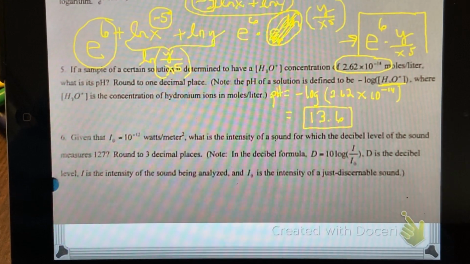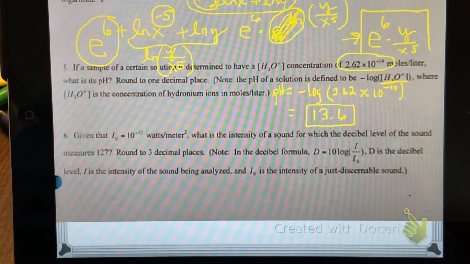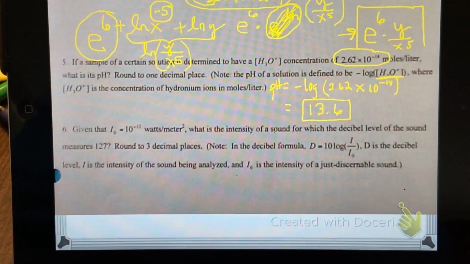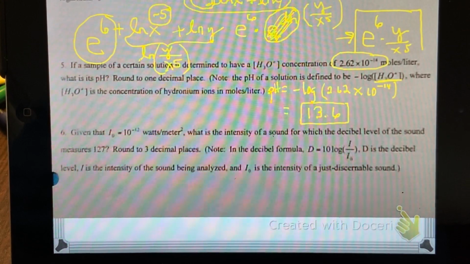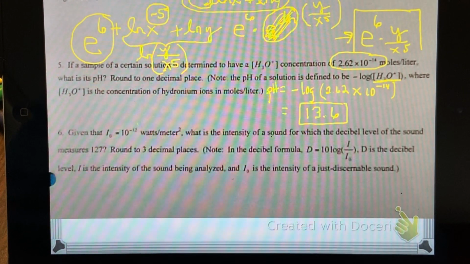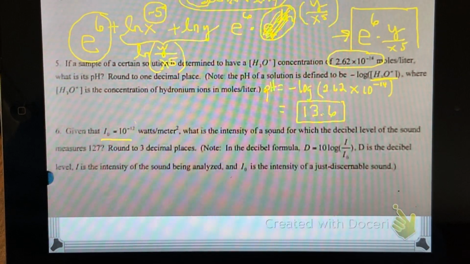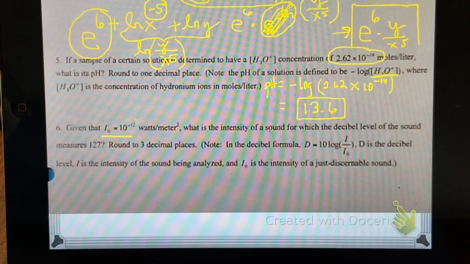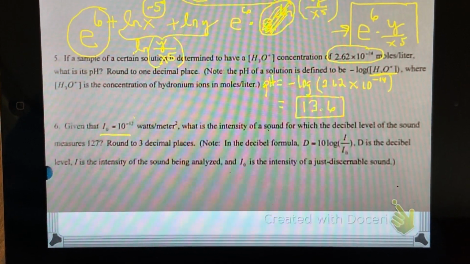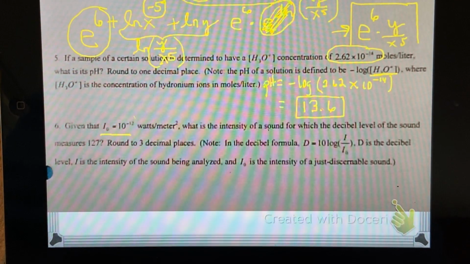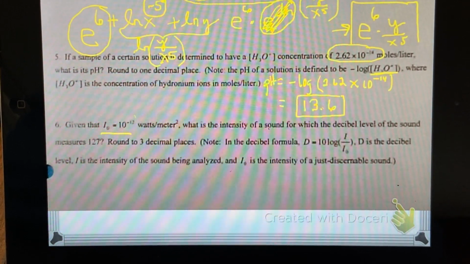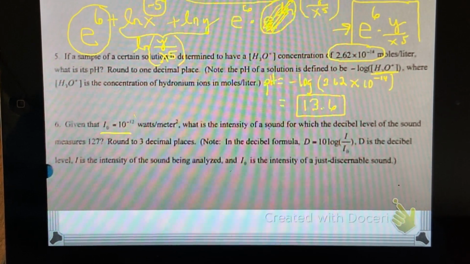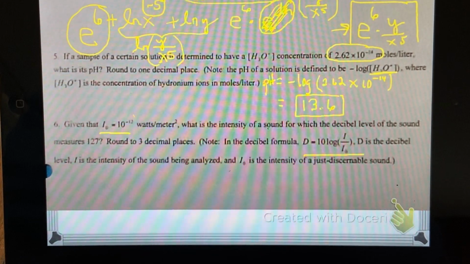All right, last question. Moving our page up a little bit, giving myself a little bit of room. Intensity, sound intensity. They've given me this little formula here. That's the initial intensity, 10 to the negative 12 watts per meter squared. What's the intensity of a sound for which the decibel level, that's how you measure sound in decibels, measures 127? It says round to 3 places. And they give me this formula right here.